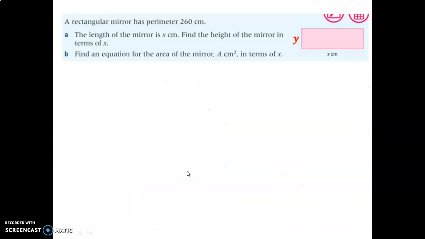Let's begin with the problem we ended with last time. We had a rectangular mirror. We knew the length is x and the height we didn't know, but using the perimeter we were able to represent the height using x. Once we had that, we had two dimensions which we could multiply and get the area. So this is the area formula we came up with for that one.